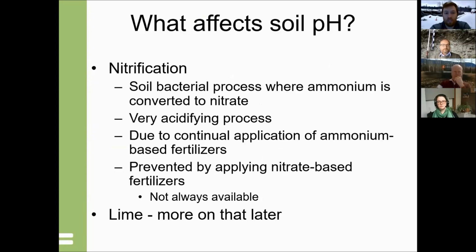So what affects our soil pH? A big thing that affects your soil pH is a process called nitrification. It is a bacterial process where ammonium is converted into nitrate. Ammonium and nitrate are both forms of nitrogen that are plant available. When your soil is warm and moist, these bacteria will take ammonium and turn it into nitrate, and this is actually a very acidifying process.